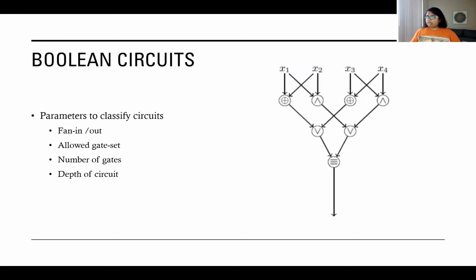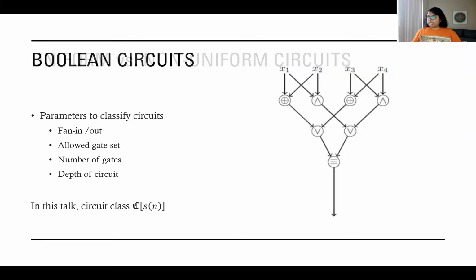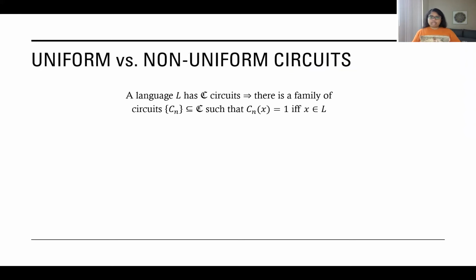In this case, we won't go into too many details about what circuit class we're talking about, except that we'll talk about some generic circuit classes. And the size of the circuit class being S of n, we'll say that it's C of S of n. Unless specified, it's mostly polynomial size circuits that we care about. So now that we have Boolean circuits, what does that even mean? We say that a language L has circuits of a circuit family C if there is some family Cn such that Cn of x is 1 if and only if x is in the language. So somehow the circuit completely characterizes what this language is.